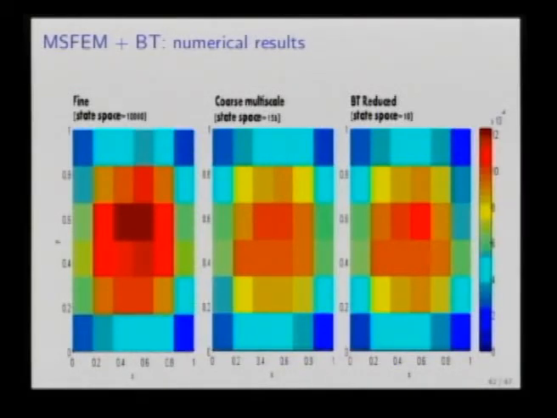This is, at some time, the observed quantities if you solve the fine model. This is the observed quantities if you solve only the coarse model. The fine model is 10,000 degrees of freedom. The coarse model is 156 degrees of freedom, right? And this is the observed quantity, which is very similar. The three are very similar. We have the numbers there, so I'm going to show you.